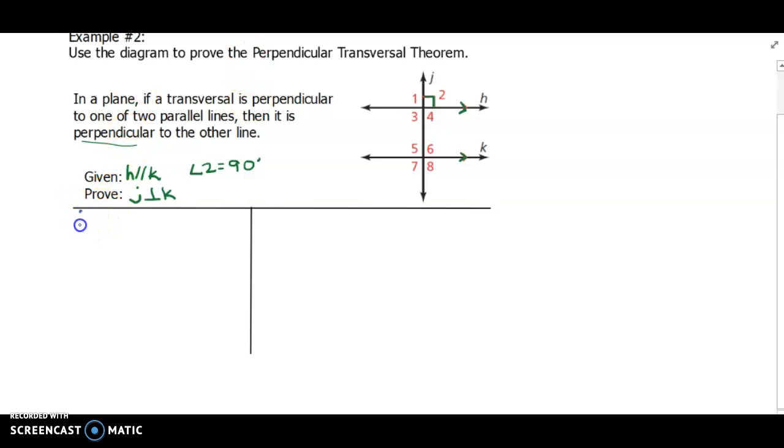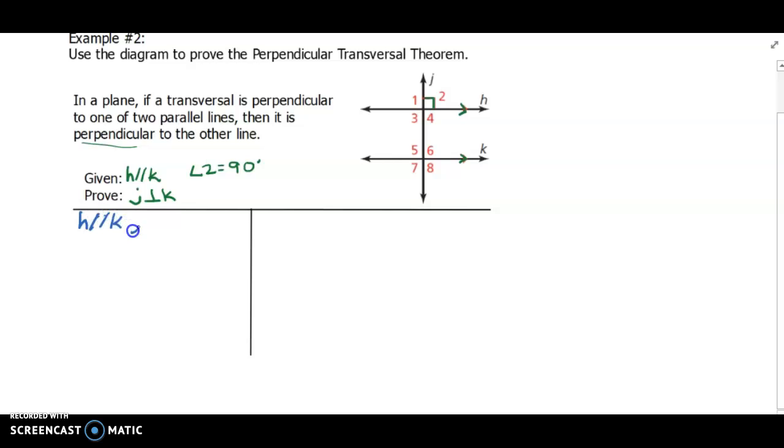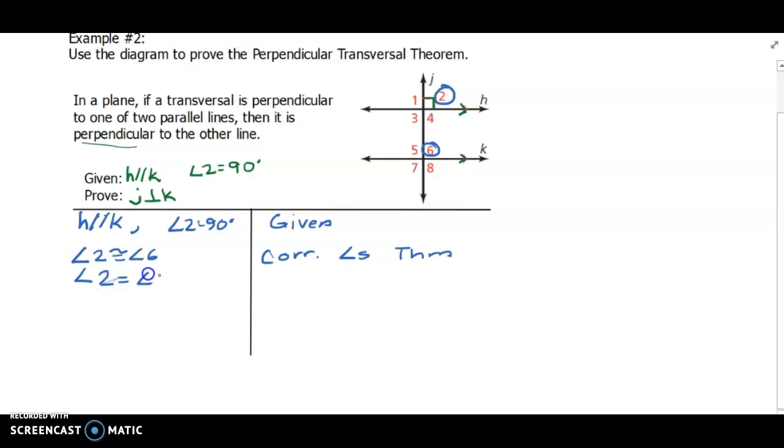All right, so let's go ahead and start. So H is parallel to K, and angle 2 equals 90. These are both given. Well, guys, if I look up here, what do I know about angle 2 and angle 6? I know that angle 2 is congruent to angle 6 by the corresponding angles theorem. Okay, and if they're congruent, then they have to be equal by the definition of congruence. Okay, well, guys, if I know angle 2 equals 90 degrees, couldn't I substitute 90 degrees in for angle 2? So I could say that 90 degrees equals angle 6.